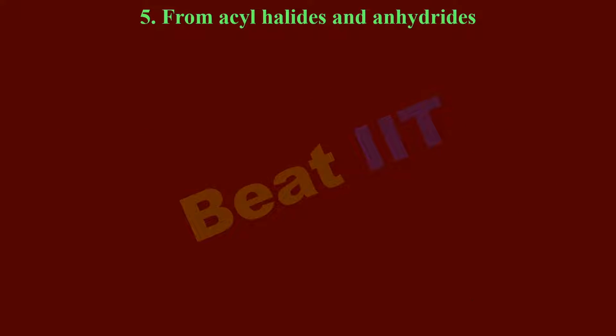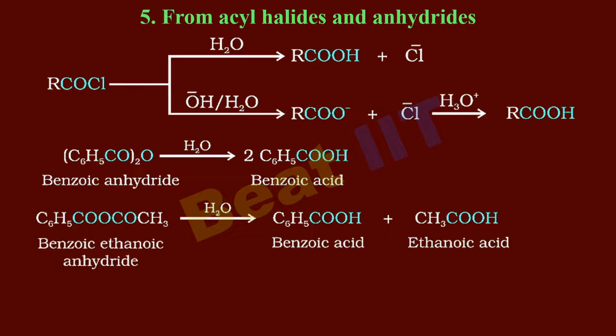Next one, from acyl halides and anhydrides. In this case, it is actually the acyl group which is important. So if the compound has an acyl group, this reaction will work. Both acyl halides and anhydrides have acyl groups. These are a few examples. This is an acyl group. So this is acyl chloride. Here also, this is an anhydride.